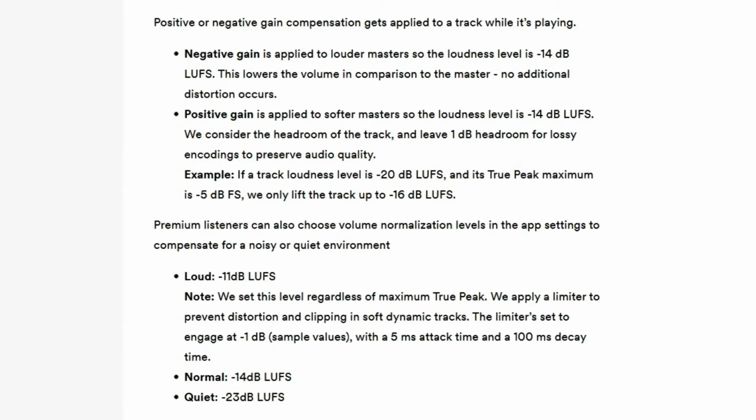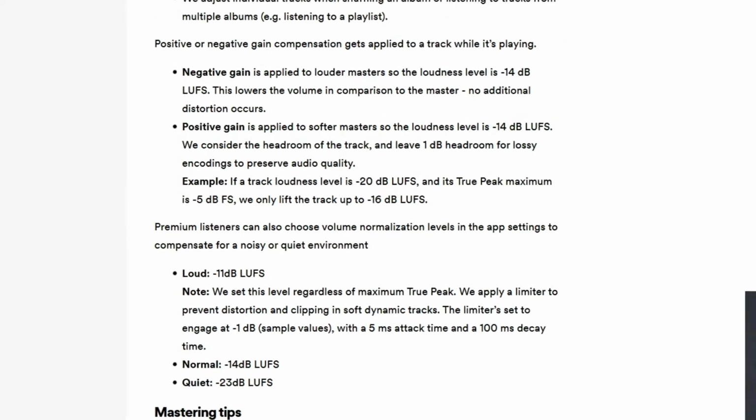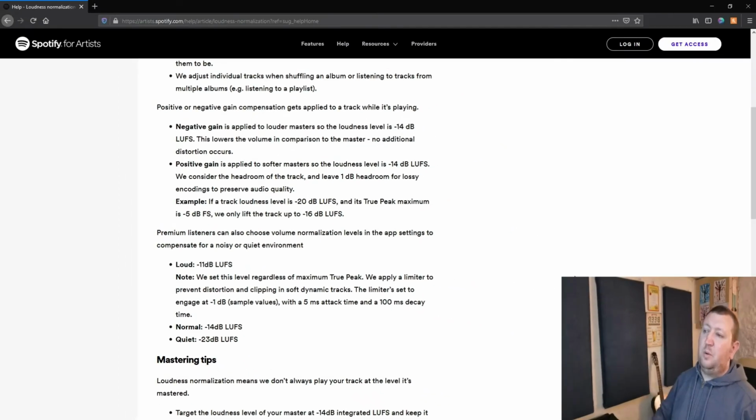Okay, positive gain. This is very interesting. Positive gain is applied to softer masters, so the loudness level is minus 14 dB LUFS. They consider the headroom of the track and leave 1 dB's worth of headroom for lossy encodings to preserve audio quality. So let's take a look at the example here. If you master your track to minus 20 LUFS and it has a true peak maximum of minus 5 dBFS, they will only lift the track up to minus 16 dB LUFS. Why is that? Because they're allowing 1 dB's worth of headroom.